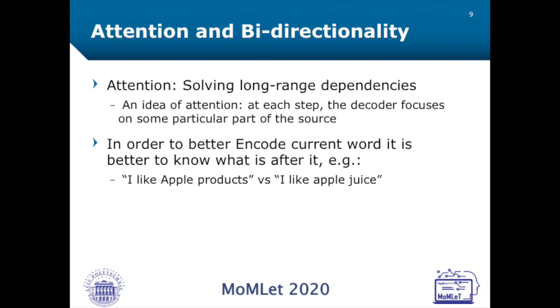Another important enhancement to RNN, not related to the long-range dependencies problem, was bidirectionality. The intuition here is simple. In order to better encode the current word, it is better to know what is after it. For example, "I like Apple products" versus "I like apple juice." The word apple should have completely different embeddings here, because the context is completely different. And bidirectionality can solve this.